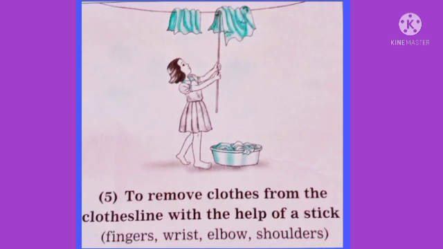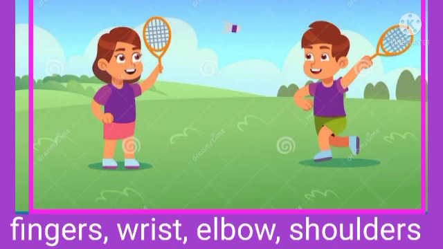Now, see the sixth picture here. What are the students doing? They are playing badminton. So, to play badminton, which part of the hand is used? Fingers, wrist, elbow and shoulder. So students, today we have learned about movement of the legs and movement of the arms. Okay students, I hope you have understood this lesson. Thank you.